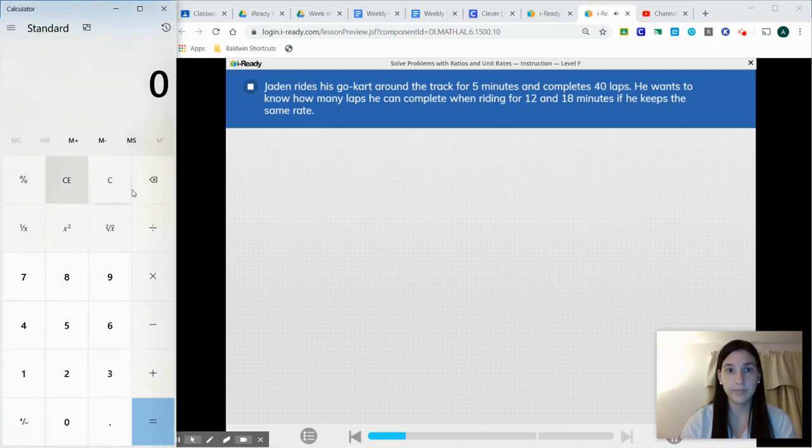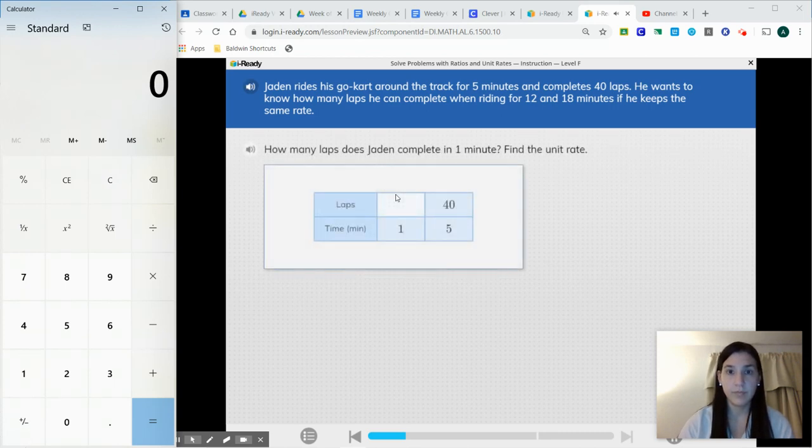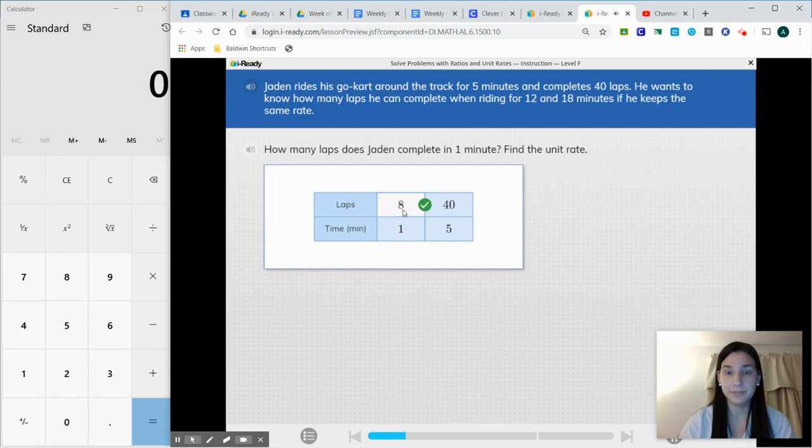Jaden rides his go-kart around the track for 5 minutes and completes 40 laps. He wants to know how many laps he can complete when riding for 12 and 18 minutes if he keeps the same rate. How many laps does Jaden complete in 1 minute? 40 divided by 5 gives us 8.